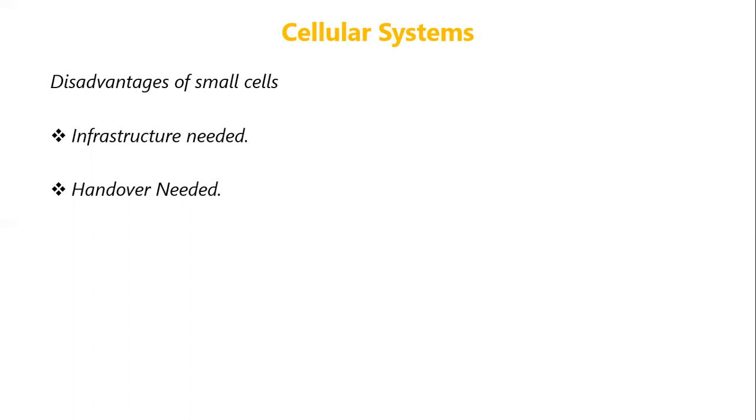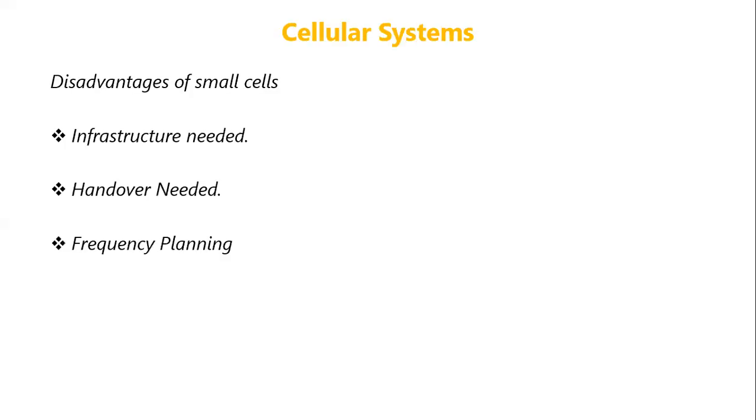And the next disadvantage of having many base stations or small cells is frequency planning. To avoid interference between transmitters using the same frequencies, frequencies have to be distributed carefully. There is also a limited number of frequencies available, but we should also avoid interference. Interference should be avoided, but at the same time the number of frequencies available is limited. So these are the disadvantages of having multiple base stations instead of a single base station.